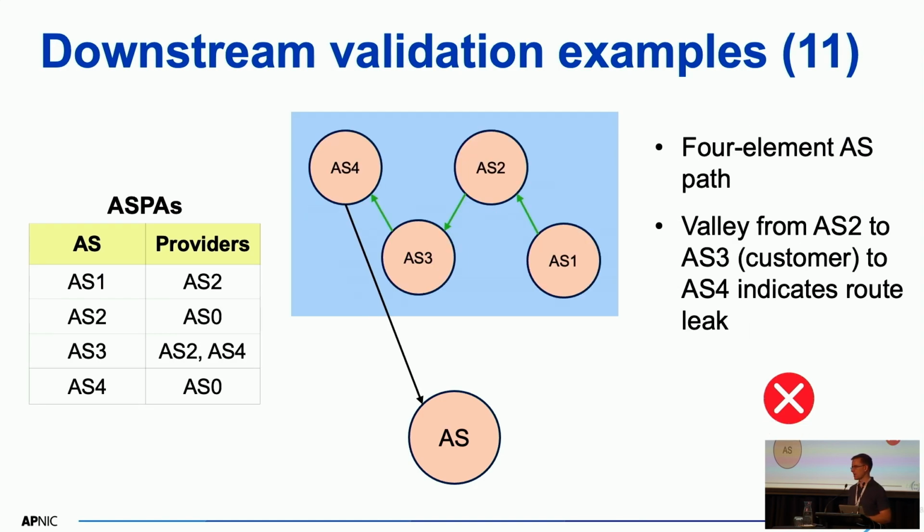And a somewhat more conventional example of a leak here is where all the ASPAs are actually configured correctly and the route is traveling across a path that makes sense as far as the ASPA objects are concerned, but AS3 is actually leaking stuff to AS4. So there's still that valley, and this is invalid.